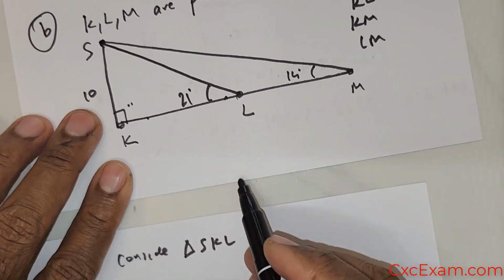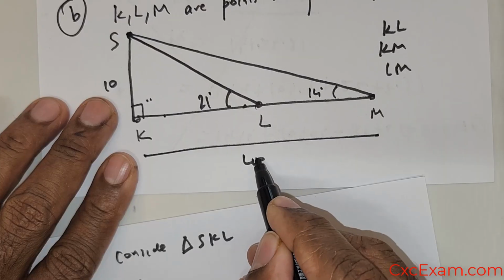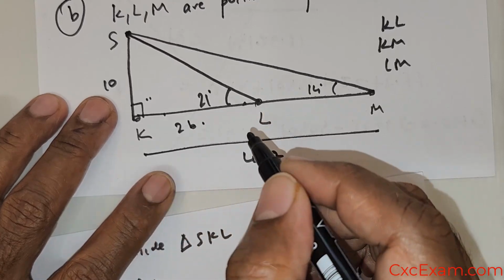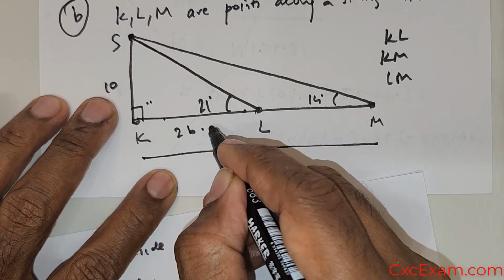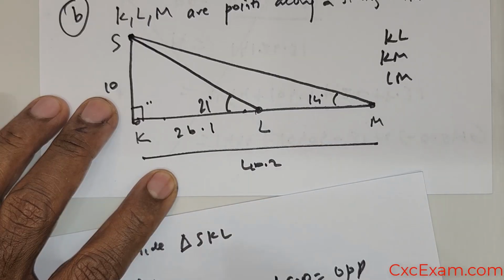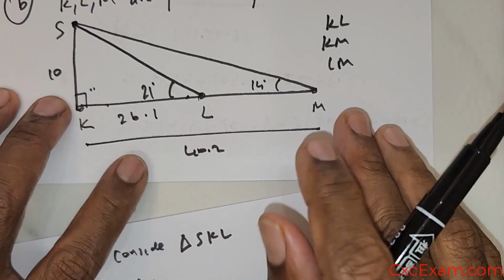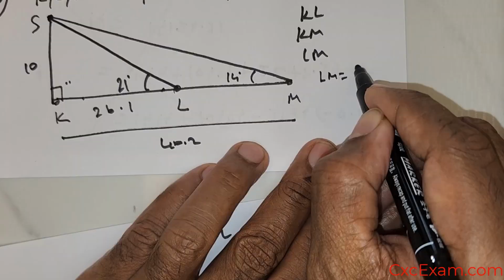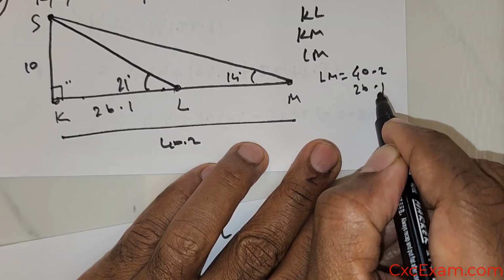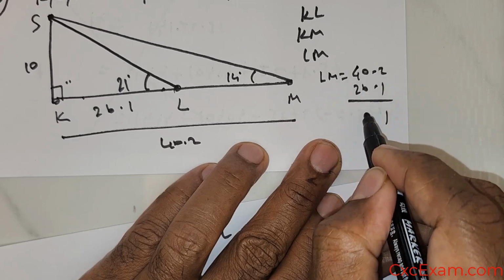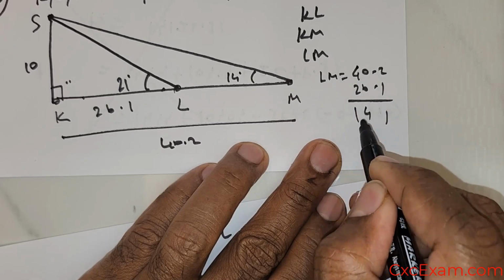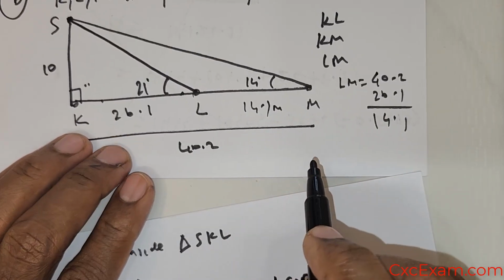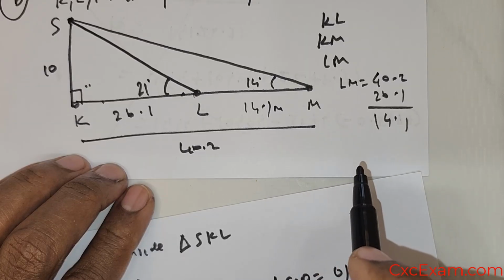Now go back here. This entire distance is 40.2. This distance is 26.11, or you can just take it as 26.1. So this distance has to be found. LM is equal to 40.2 take away 26.1, which gives you 14.1 meters. So that's the solution for this question.